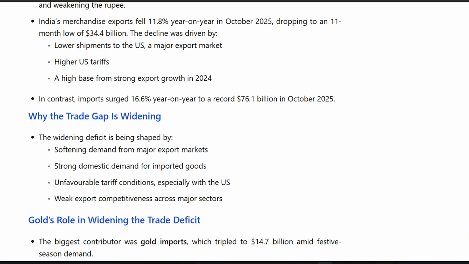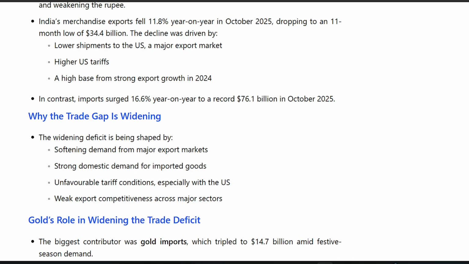In contrast, imports surged 16.6% year-on-year to a record $76.1 billion in October 2025. The widening trade gap is being driven by softening demand from major export markets, strong domestic demand for imported goods, unfavorable tariff conditions, especially with the US, weak export competitiveness across major sectors, and gold's role in widening the trade deficit.